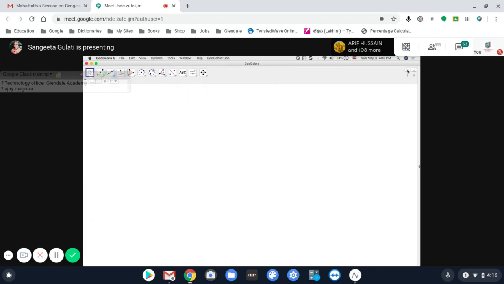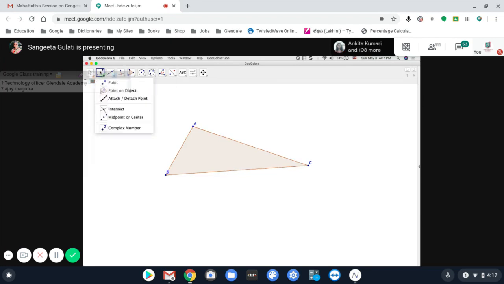So I'm just going to go back because I clicked on the center. That was wrong. So I'm just going to go and get the triangle and click on the midpoint, right? Select the midpoint tool. Come to the side one by one, and you will be able to get the 3 midpoints.